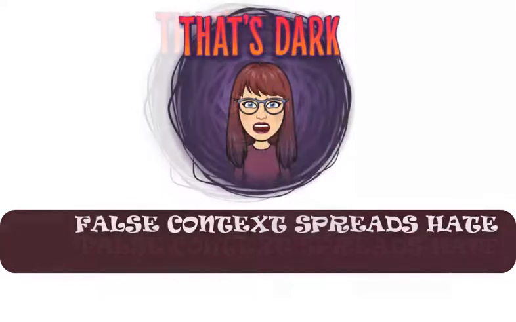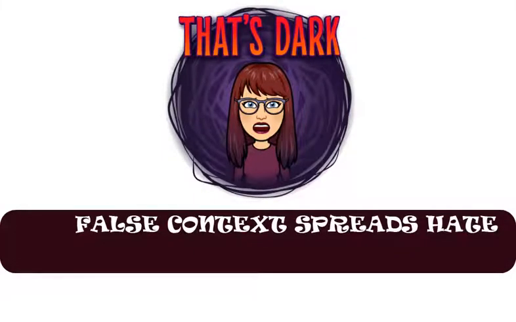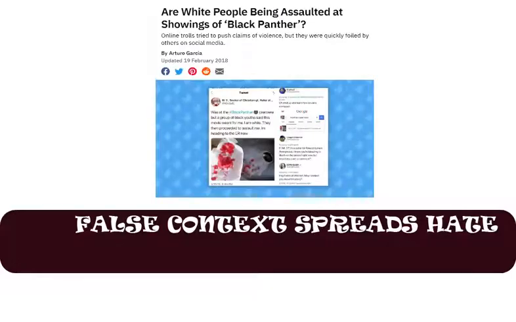You may be asking yourself, why would someone want to deceive me? Well, take a look at the overwhelming evidence provided by human history, and if that doesn't convince you that not everyone has good intentions, take a look at this example. The article states, "Are white people being assaulted at showings of Black Panther?" And then it's posted on Snopes. Snopes is an online fact-checking site. They debunk misinformation. Like this viral post.